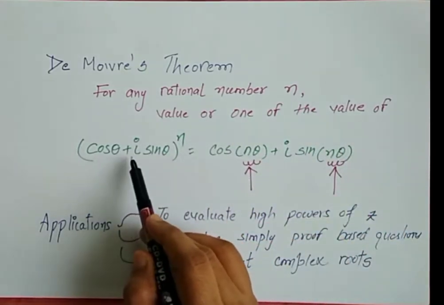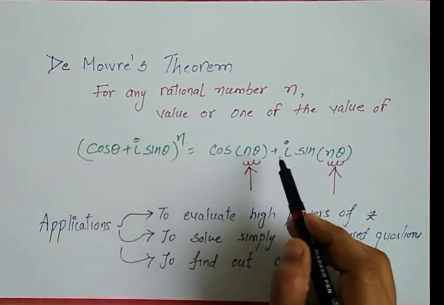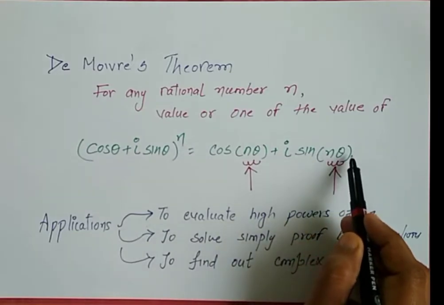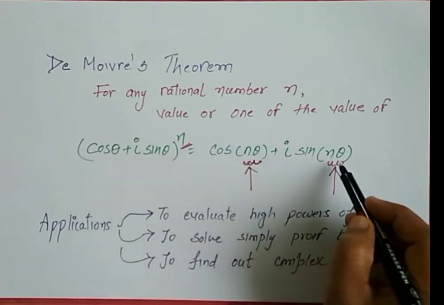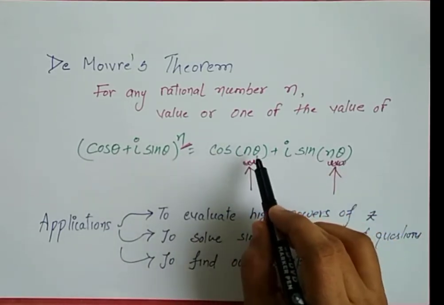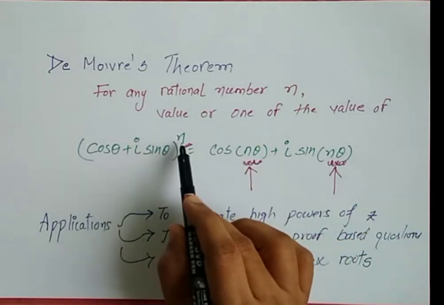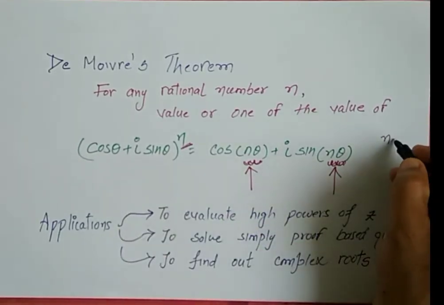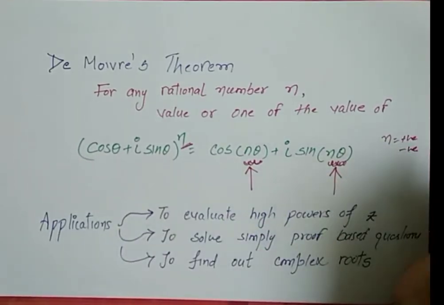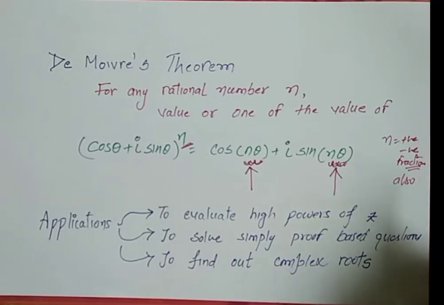The value of cos theta plus i sin theta raised to power n is equal to cos of n theta plus i sin of n theta. Note that here the power was n, but here this power has been converted into angle multipliers, and these angles we can easily evaluate. This n can be positive, this n can be negative, or this n can be a fraction also.